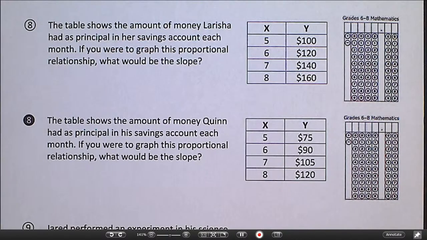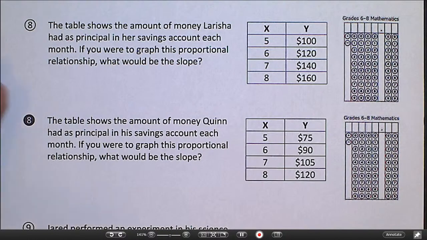Number 8, this one is going to go back to slope, which we were working on a couple of weeks ago. The table shows the amount of money Larisha had as principal in her savings account each month. If you were to graph this proportional relationship, what would be the slope? Now, first of all, they're talking about savings accounts and principal and all that stuff. Don't get confused. This has nothing to do with calculating interest because it's not asking us anything about interest. So we're going to ignore all of that.